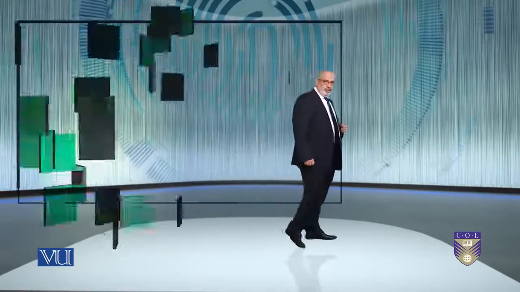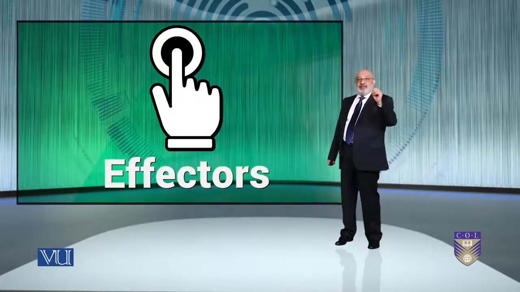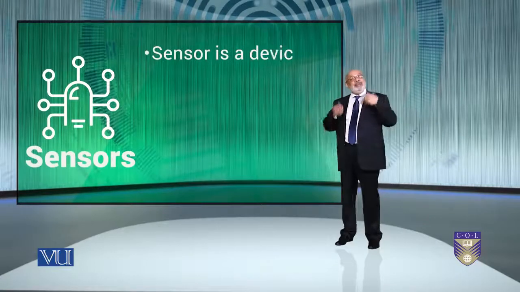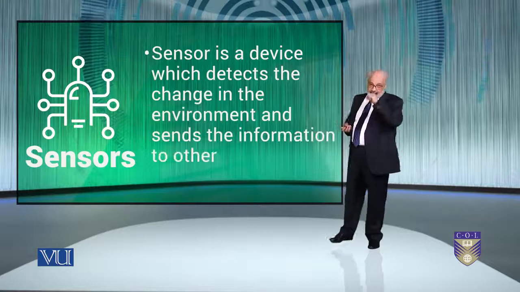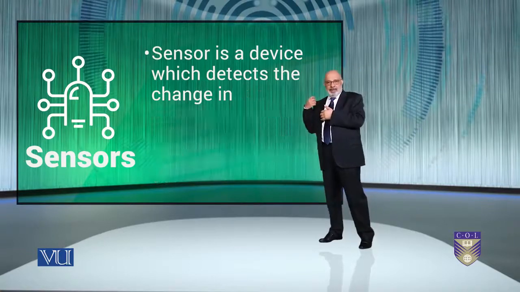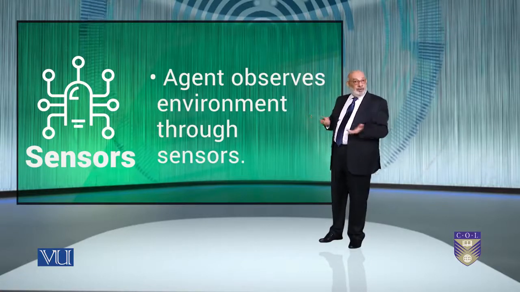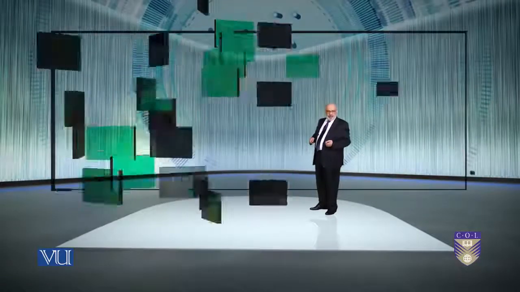So there are three things I'd like to clarify briefly: sensors, effectors, and actuators. Remember these three things. Sensors are the five senses that human beings have. A sensor is a device which detects change in the environment and sends the information to the devices. The agent observes its environment through its sensors, like we all of us are doing right now. We have sensors which detect things around us and pass information inside. That's what a sensor does.